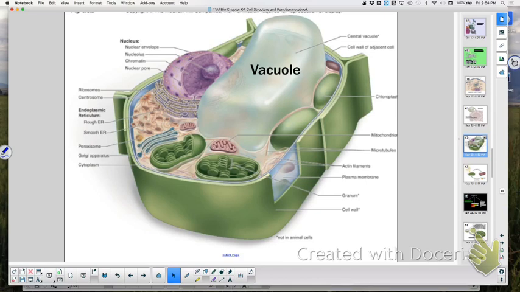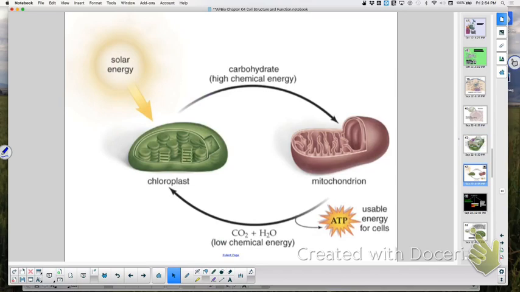Now, the energy-related organelles, we know some things about them. They have a double membrane. They have their own ribosomes. They are self-replicating. Okay? Right? That's true about both of them.